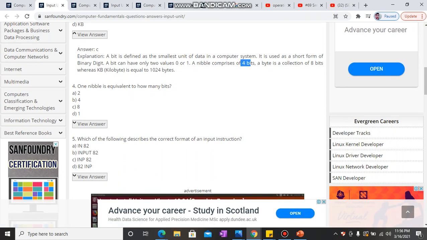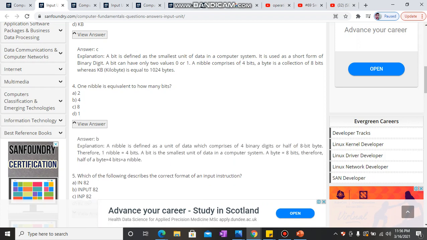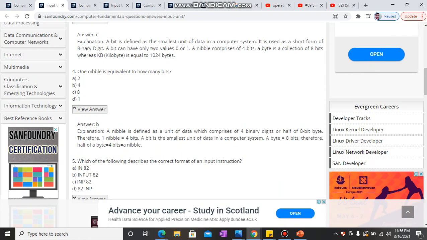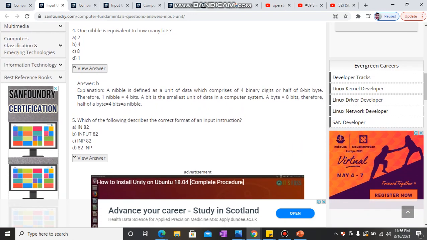One nibble, like we have studied already, is equivalent to how many bits? That's 4. You can see it. If you want a little more explanation, a nibble is defined as a unit of data which comprises 4 binary digits. Therefore, one nibble is equal to 4 bits. A bit is the smallest unit of data in a computer system. A byte is equal to 8 bits. Therefore, a half byte is equal to 4 bits, that is equal to a nibble.